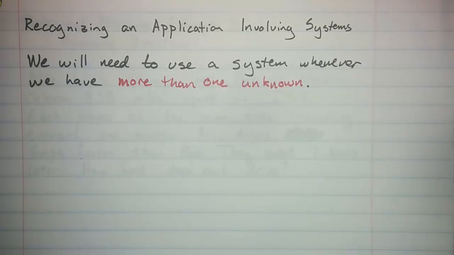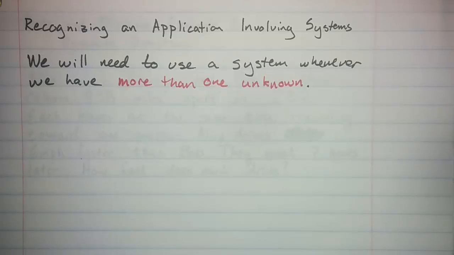So when we're considering an application, how do we decide that a system of linear equations is the right tool for the job? More generally, how do we decide that some sort of system of equations is going to be the right tool for the job? That second question is a little bit easier to answer. We will need to use a system whenever we have more than one unknown.